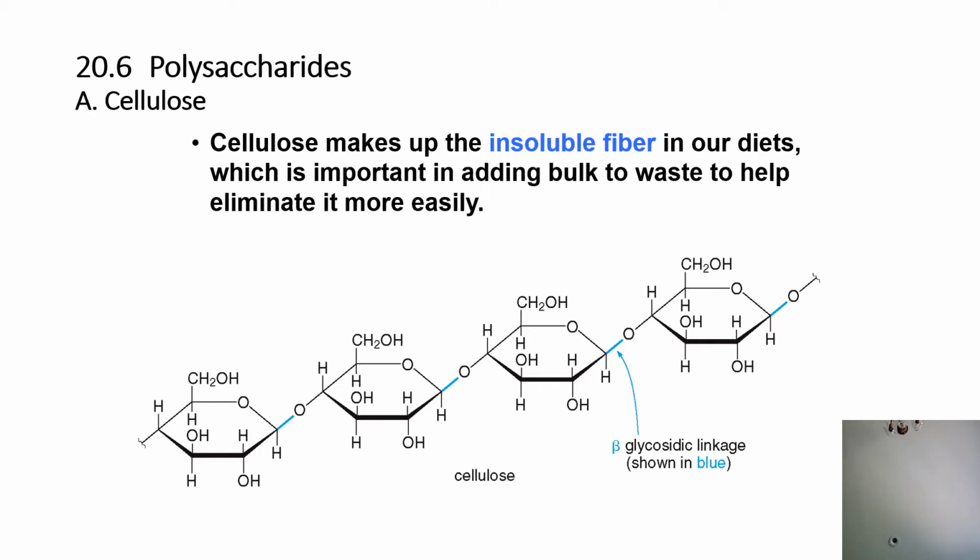So it's basically the insoluble fiber in our diets, and that is important to the health of our digestive system. Sometimes people take extra fiber when they have a little trouble here. But as you can see, we've got those beta 1,4 linkages that are shown in blue, which makes it so we can't digest it, because we lack that enzyme.